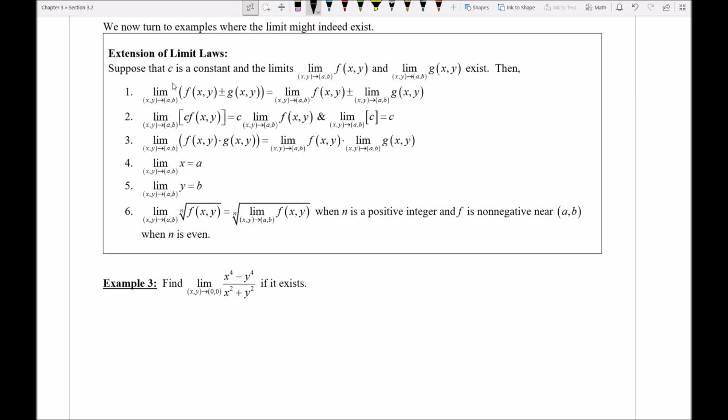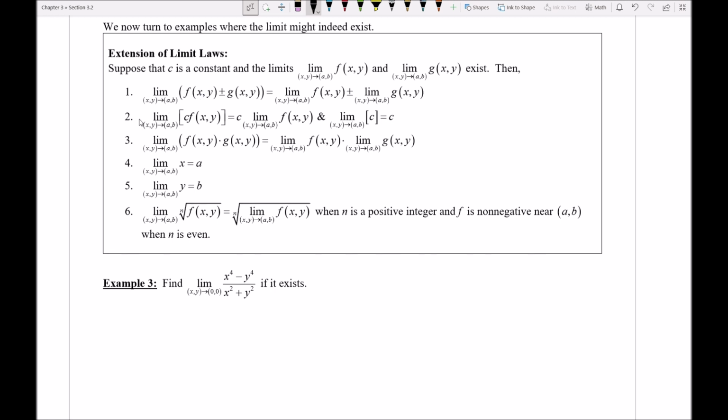All right, so suppose that C is a constant, and suppose that this first limit here and this second limit actually exist. Okay, they don't come out as DNE, right? They actually exist. If that's the case, then these rules are fair game. If you're ever doing the limit of a function that's really like an addition of two smaller things or a subtraction of two smaller things, you can break that apart and do the limit of each piece. Or you can always go in the opposite direction. If you had two separate limits, you could add or subtract them together, turn them into one limit.